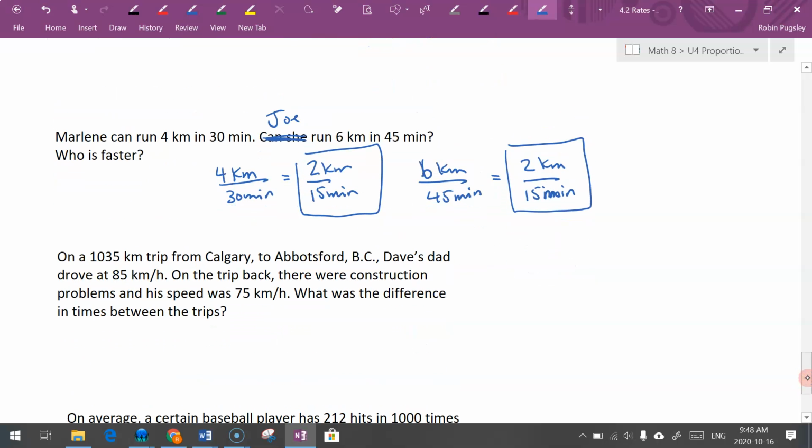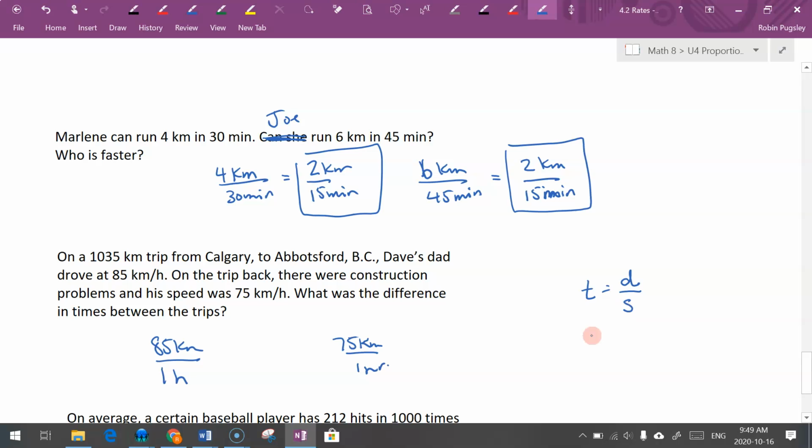On a 1,035 kilometer trip from Calgary to Abbotsford, Dave's dad drove at 85 kilometers per hour. On the trip back, there was construction, and his speed was 75 kilometers per hour. Okay, what is the difference in time? What's time again? Time is going to be distance divided by speed.